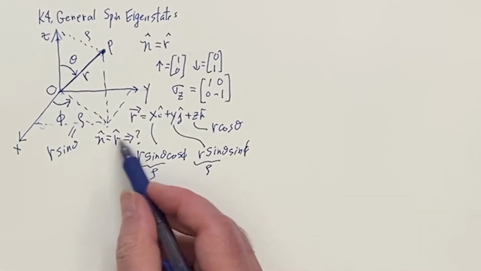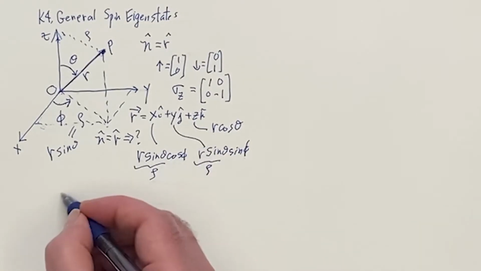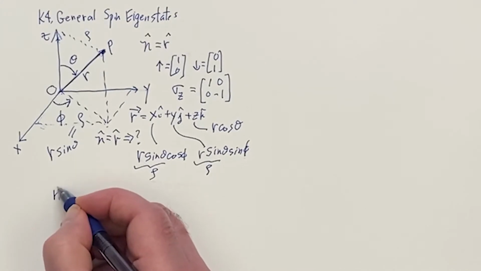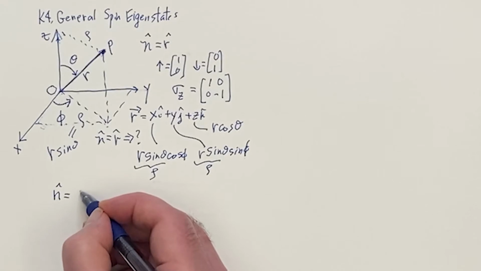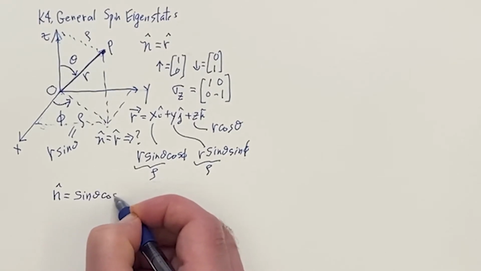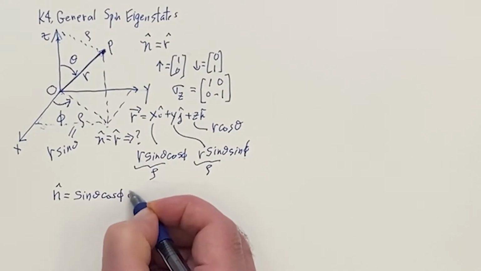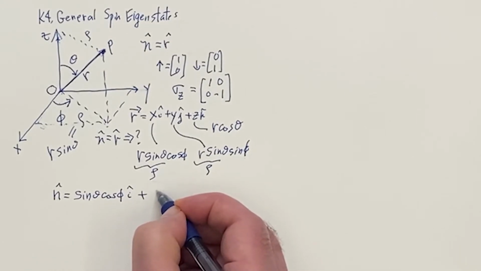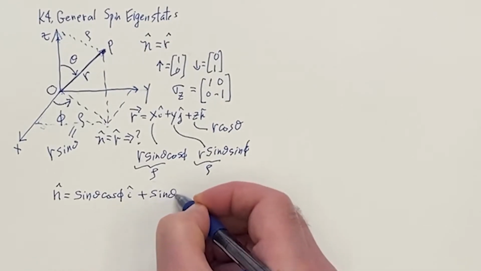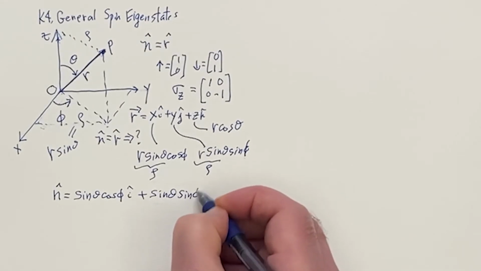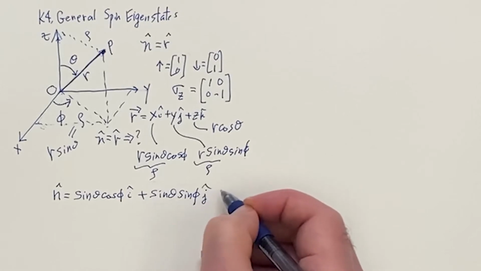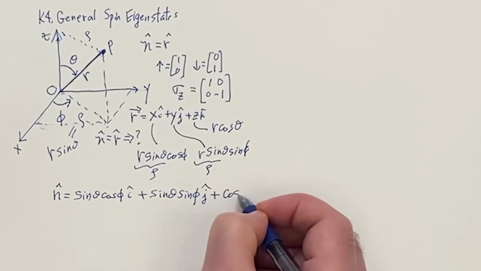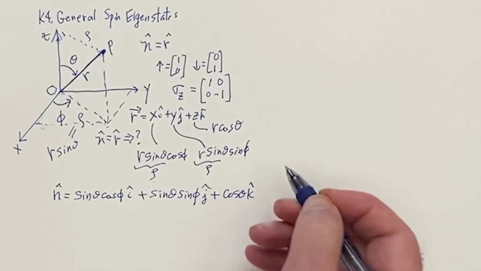So when you want the unit vector, you divide by r, because the unit vector is without the r, it's a unit length. So we need sine of theta cosine of phi i hat plus sine of theta sine of phi j hat, plus cosine of theta k hat. This is a nice exercise to review things from math class.